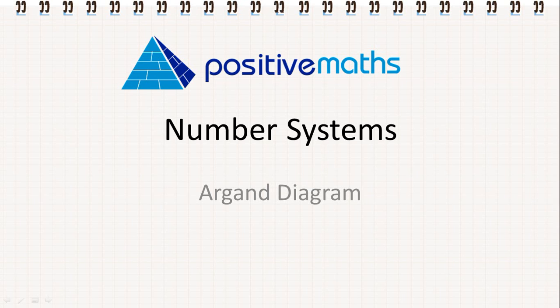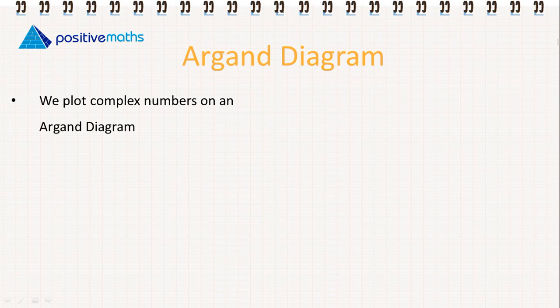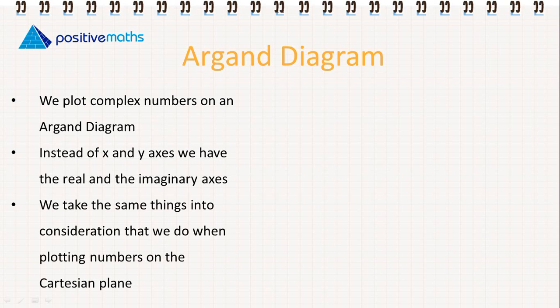In this video for Positive Maths, we're going to learn about the Argand diagram. So we plot numbers on the Argand diagram. Instead of x and y axes, we have the real and imaginary axes. We take the same things into consideration that we do when plotting numbers on the Cartesian plane. So again, there'll be a lot of similarities here between this and coordinate geometry.